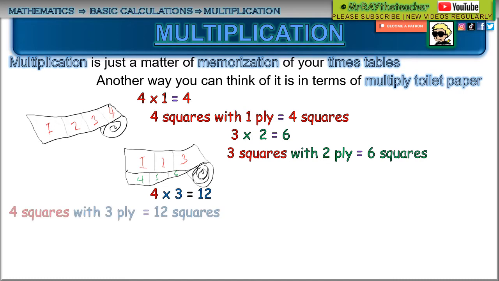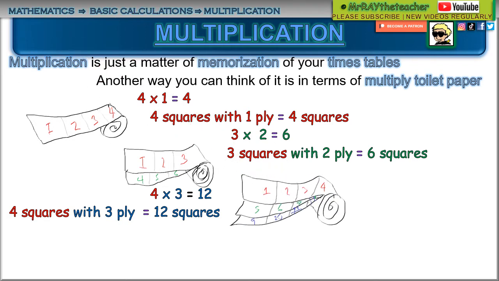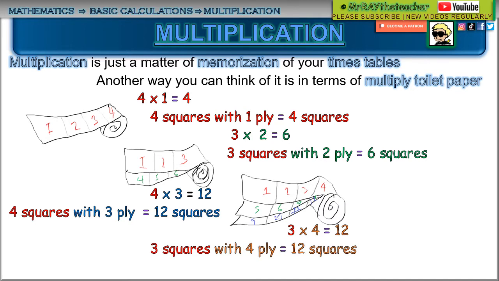If we're going to do 4 times 3 equals 12, so we're doing 4 squares with 3 ply toilet paper. So that equals 12 squares. So this person, triple ply, Richie rich. 1, 2, 3, 4, 5, 6, 7, 8, 9, 10, 11, 12. So there you go. And did you know there is such a decadent toilet paper? So this is where you are if you're wiping with this, 3 squares with 4 ply equals 12 squares.